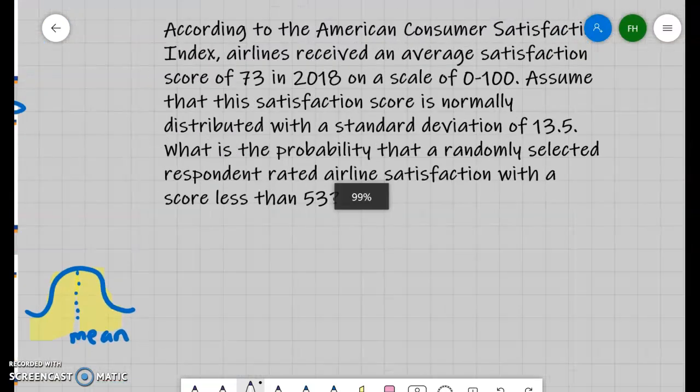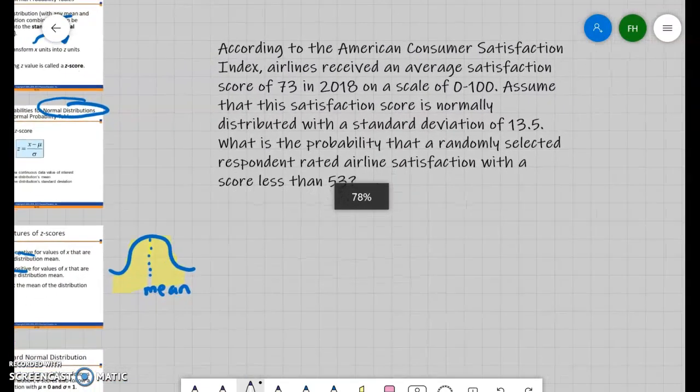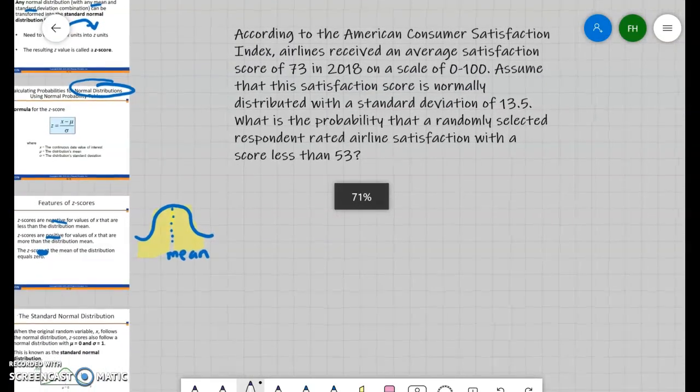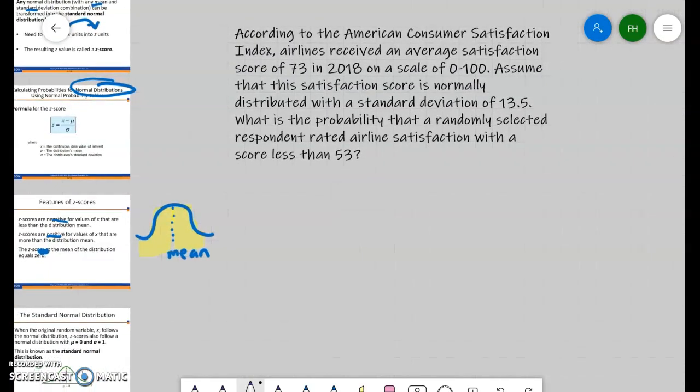So here, according to the American Consumer Satisfaction Index, airlines receive an American Satisfaction score of 73 in 2018. So we have an average, so that is our mean. Assume the satisfaction score is normally distributed, so that's a hint that this applies to z-scores. With the standard deviation of 13.5, what is the probability that a randomly selected respondent rated airline satisfaction with a score of less than 53? So 53 is going to be our x.